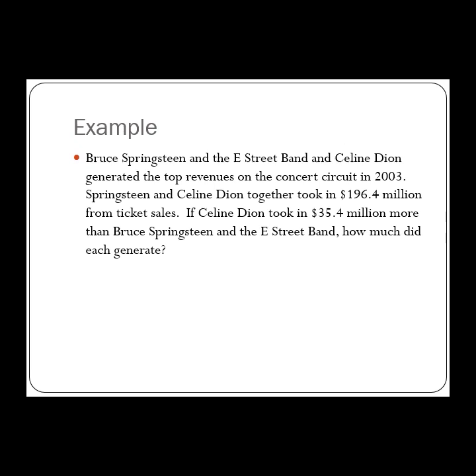Bruce Springsteen and Celine Dion generated the top revenues on the concert circuit in 2003. Together, they took in $196.4 million from ticket sales. If Celine Dion took in $35.4 million more than Bruce Springsteen, how much did each generate? So together, 196.4. She did 35.4 million more.